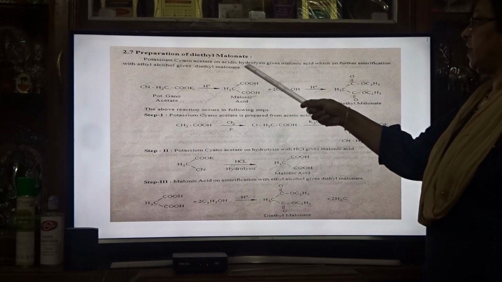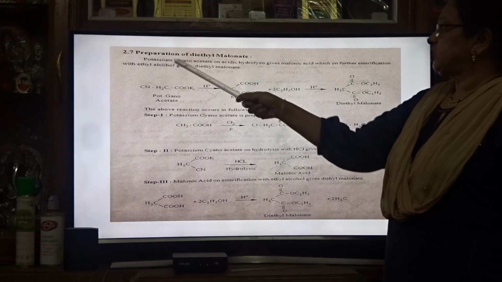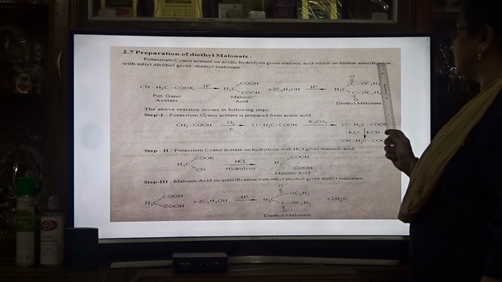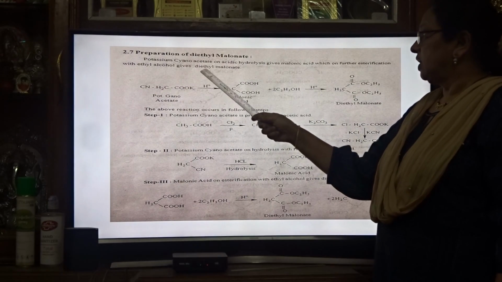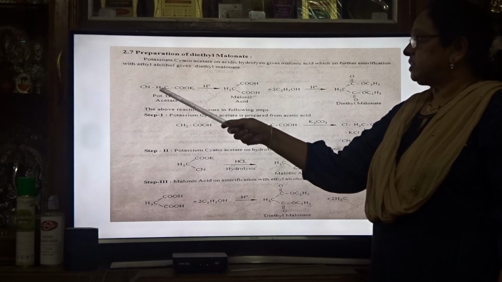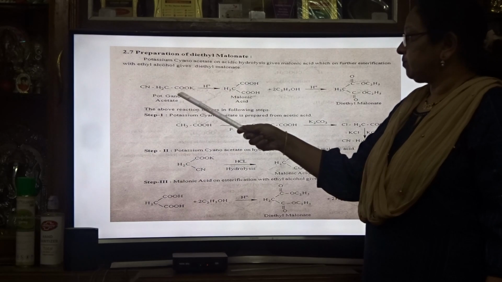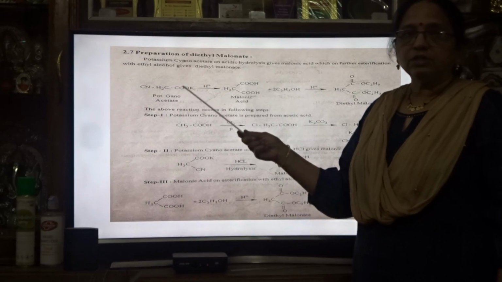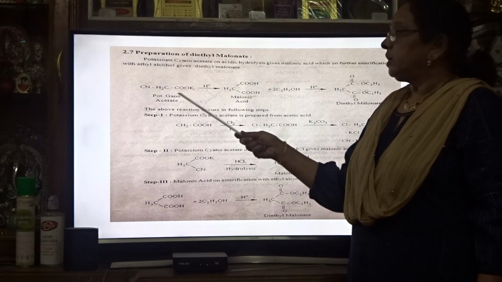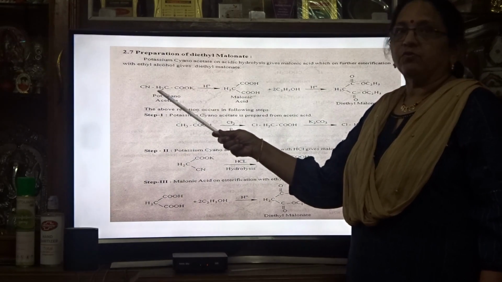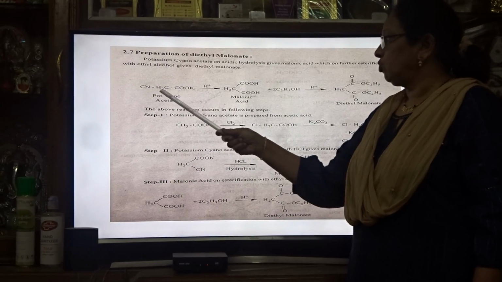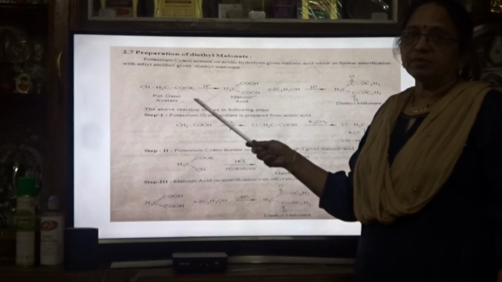Then, preparation of diethyl malonate. Potassium cyanoacetate on acidic hydrolysis gives malonic acid, which on further esterification with ethyl alcohol gives diethyl malonate. Potassium cyanoacetate: the formula of acetic acid is CH3COOH. In the place of H, if you write K, it becomes potassium acetate. In the place of one H of the CH3, if you write CN, it is known as potassium cyanoacetate.